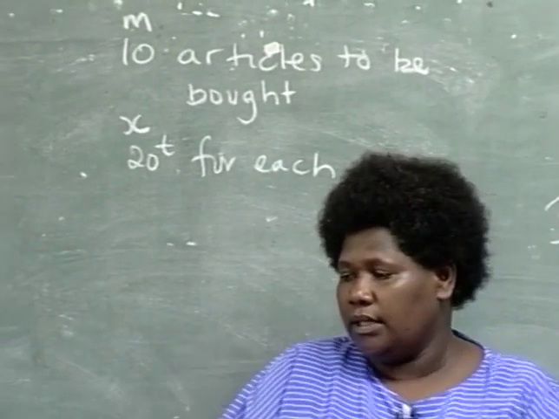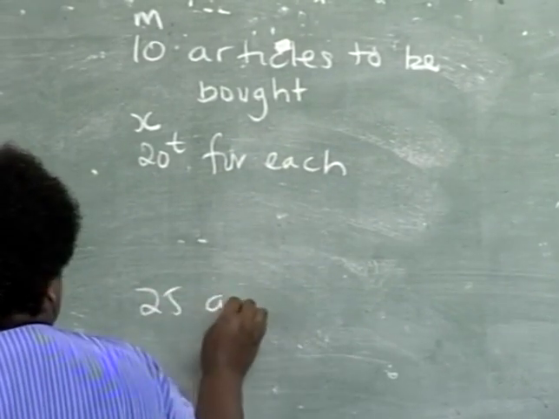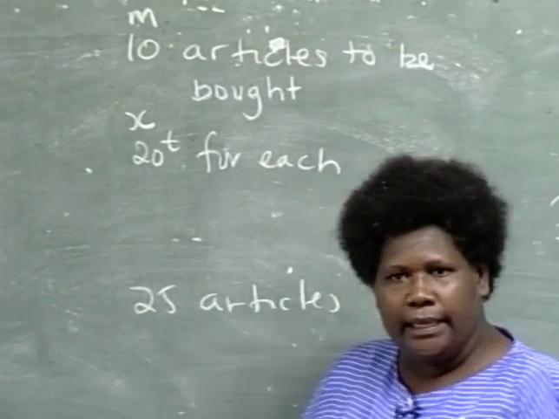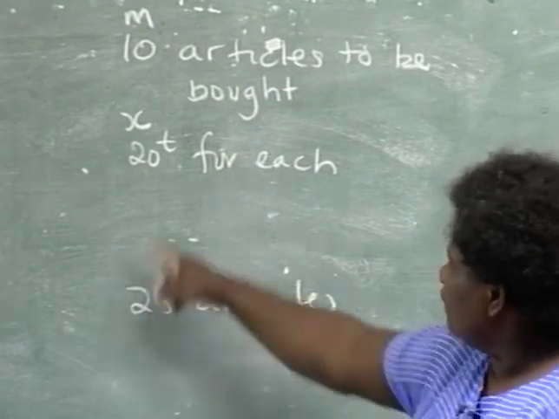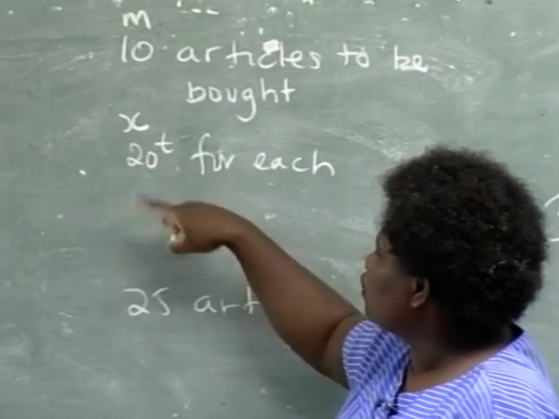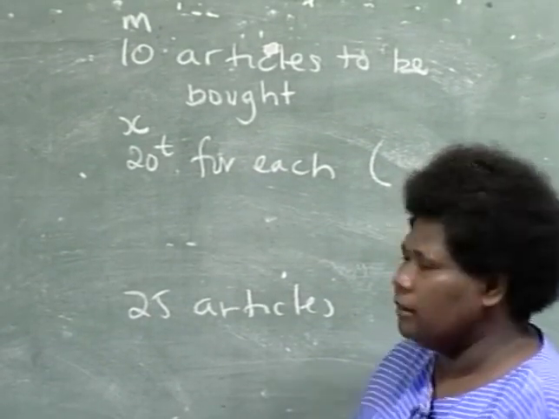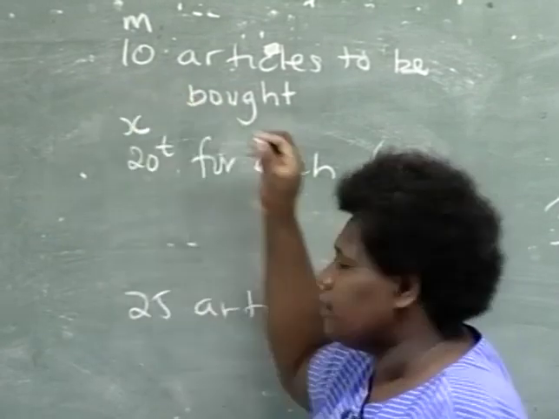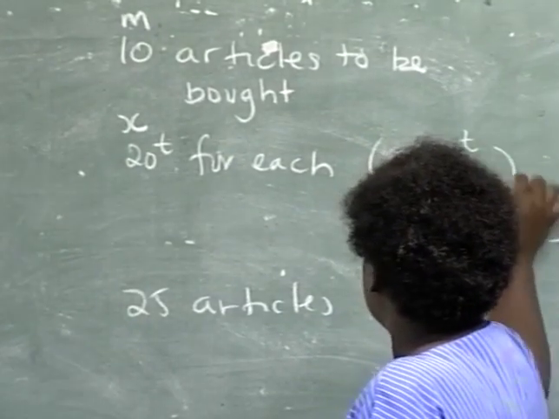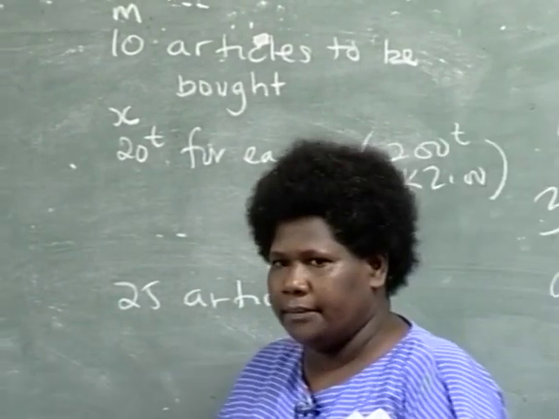It says find the cost in Kina of buying N articles. Let's say you wanted to buy 25 articles at the same rate, how much would you pay in Kina? I've got 10 articles at 20 toya each. How much altogether am I going to pay? 20 toya multiplied by 10 articles, it will be 200 toya or 2 kina. How do you get 2 kina? You divide 200 by 100 because there are 100 toya in 1 kina.